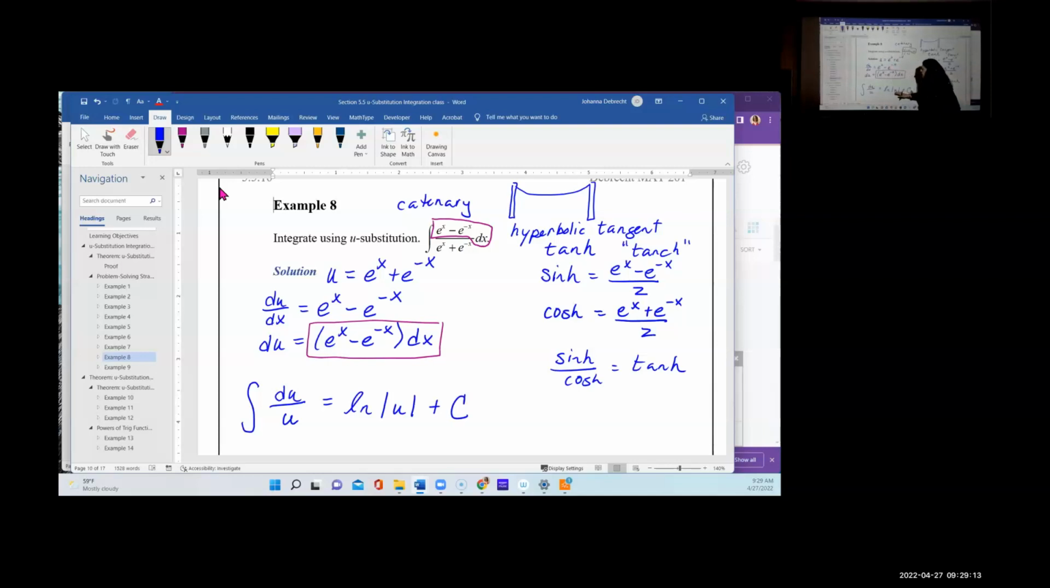Now remember that when we integrate 1 over u du, we have to put absolute values around the argument to natural log because it has to be strictly positive. So we've got to force it to be strictly positive. Now, because we started with the differential dx, we want to return to x for the antiderivative function. So we rewrite this in terms of the original u, which is natural log of the absolute value of e to the x plus e to the minus x plus c.